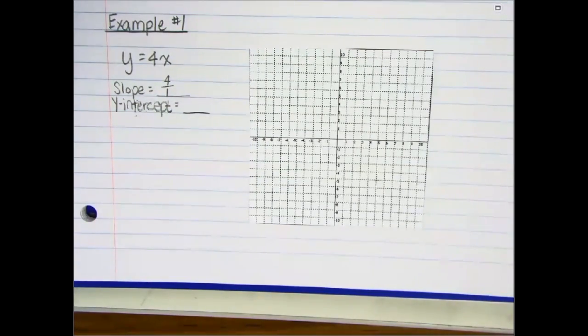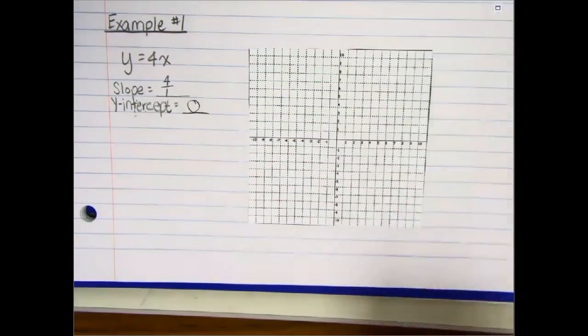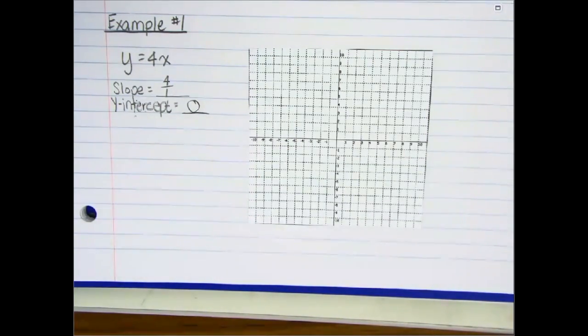My y-intercept. Remember, y equals mx plus b, where b is my y-intercept. 0. If I added 0 to this, is it going to change the value of my equation? No, so my y-intercept is 0. So what does that tell me about the type of line I have? Is it proportional or not?